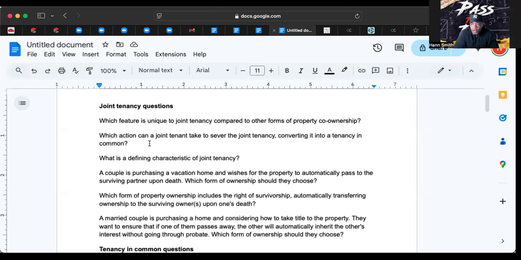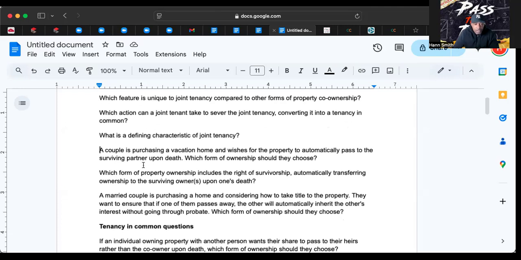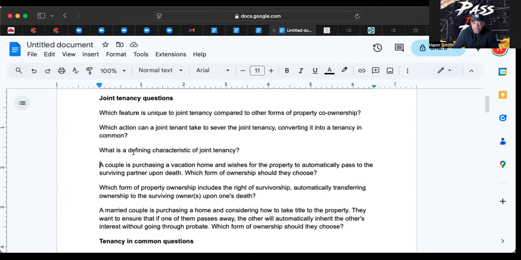Like if two people want to get together and make sure that if something happens to one of them and they move on, the other one is going to be able to enjoy the property that they purchased together, then you definitely want to be in a joint tenancy with a right of survivorship. That question is definitely something that you may see on the test.